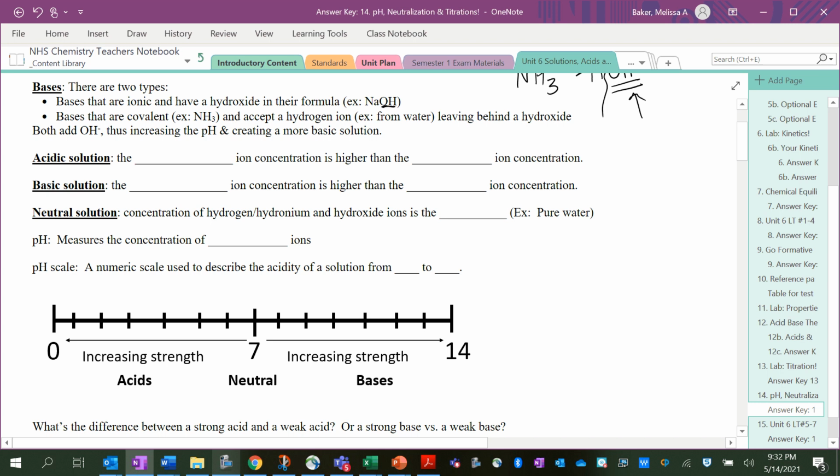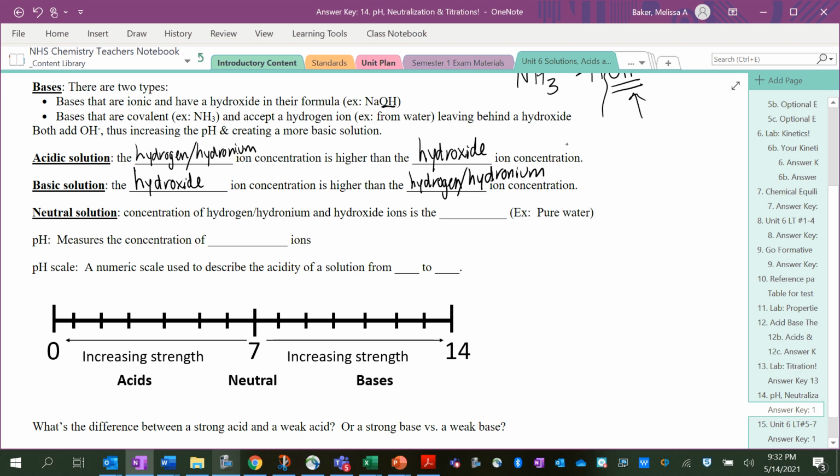So an acidic solution is when the hydrogen, hydronium, you can say it either way, concentration is higher than the hydroxide ion concentration. A basic solution is when the hydroxide ion concentration is higher than the hydrogen ion concentration. A neutral solution is when the concentration of the hydrogen/hydronium and hydroxide ions is the same.